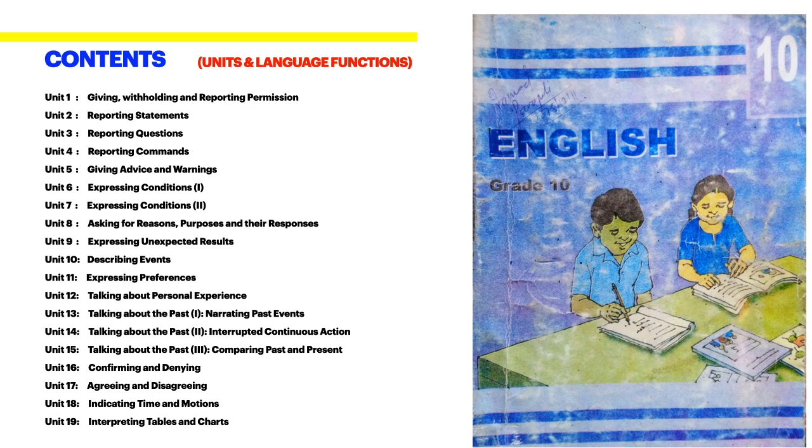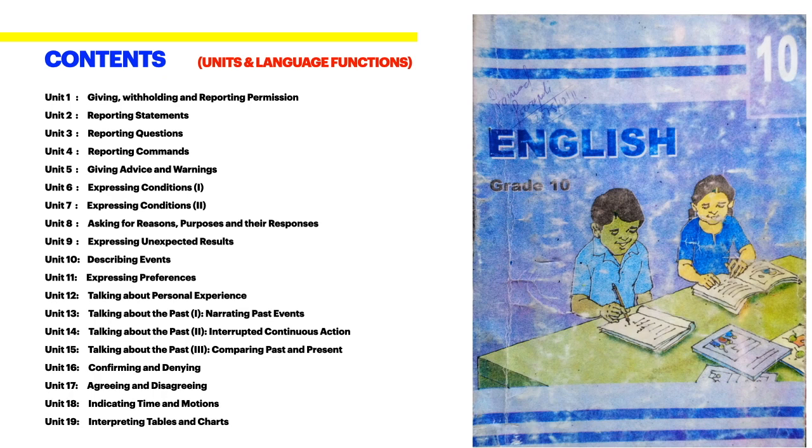And what are the contents there? There are altogether 19 chapters, Unit 1 to Unit 19. Let's have a quick look. Unit 1 is related to giving, withholding or reporting permission. Unit 2, reporting statements. Unit 3, reporting questions. Unit 4, reporting commands. Unit 5, giving advice or warnings. Units 6 and 7 are related to expressing conditions, type 1 and type 2. Unit 8, asking for reasons, purposes and their responses.